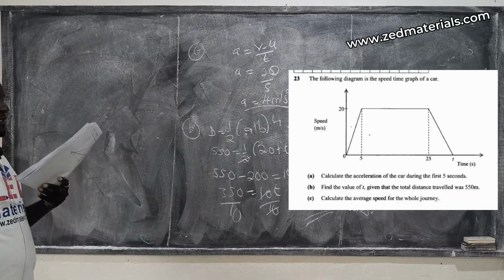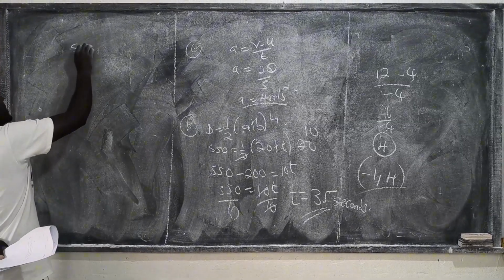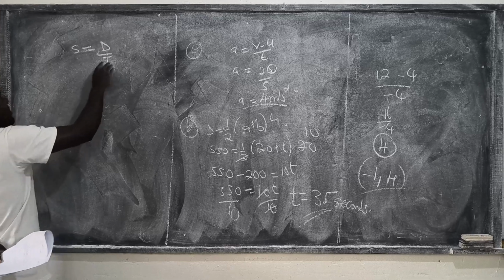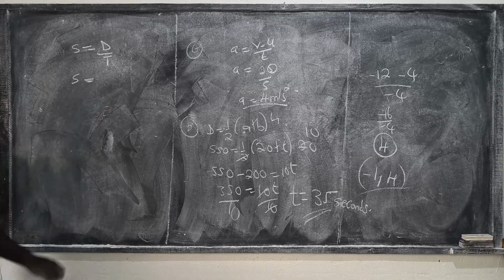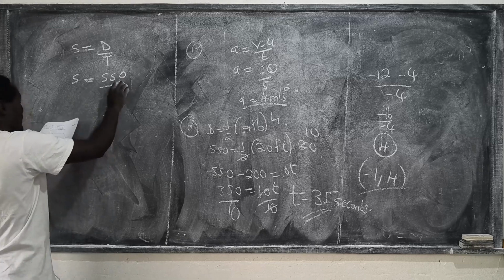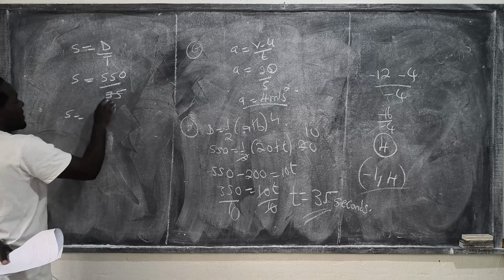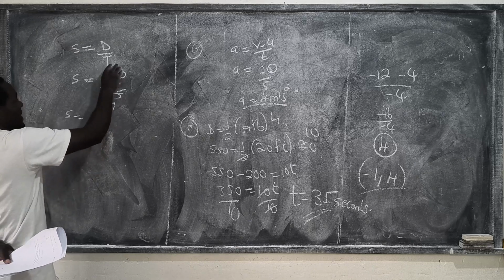We deal with the last one, which is C: calculate the average speed for the whole journey. So how do you calculate the average speed? Speed, we said it is distance over time. So speed is equal to the distance, they are saying it is 550. So you say 550 over the time there, it is 35. So speed is equal to, 5 here, that is 7, 5 here, that is 11.